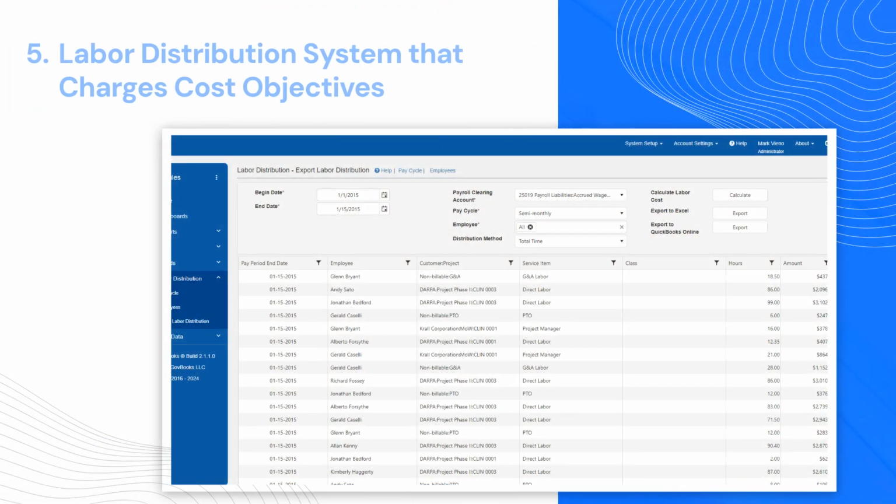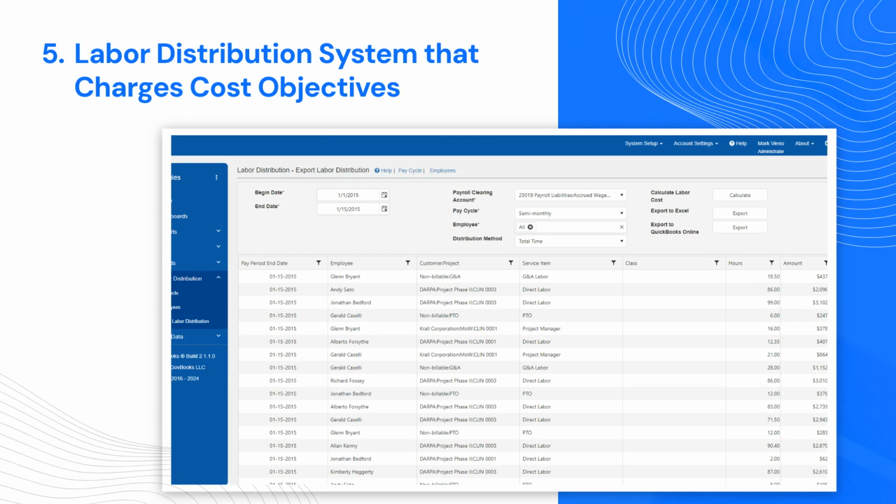The fifth compliance requirement is a labor distribution system that charges cost objectives. Employee time records are used to distribute payroll costs to both general ledger labor accounts and to projects. GovBooks supports total time accounting, which is the method preferred by your compliance officer. GovBooks also supports the standard rate accounting method. Time is imported from QuickBooks Online, then processed in GovBooks to create the labor distribution, and then the labor distribution is posted to both the general ledger labor accounts and projects in QuickBooks Online.